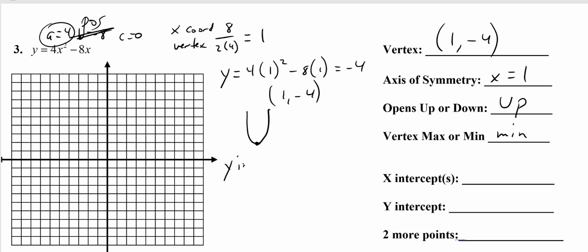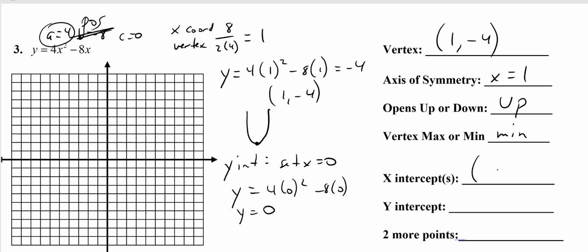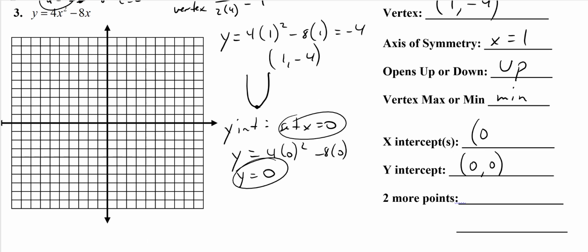Okay, now we got to do our intercepts. So again, I'm going to do the y-intercept first. I'm going to set x equal to 0. If I set x equal to 0, do you guys agree it's 4 times 0 squared minus 8 times 0? So y is 0. So the y-intercept is 0, 0, because I set x equals 0 and I get y equals 0. And I'm asking for 2 more points. Oh, wait, sorry, x-intercept. What am I doing here?